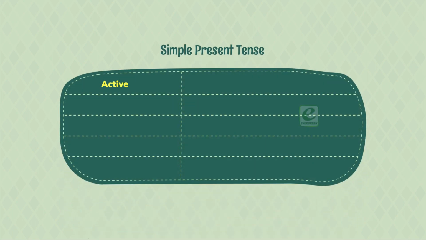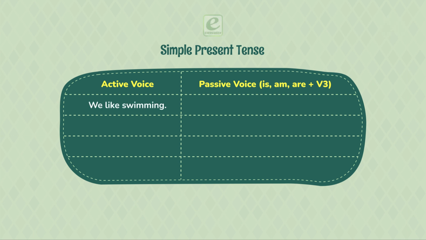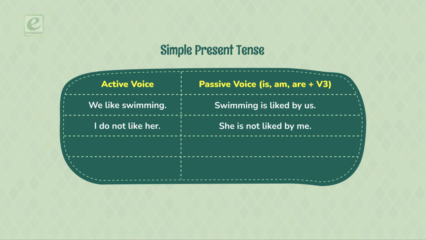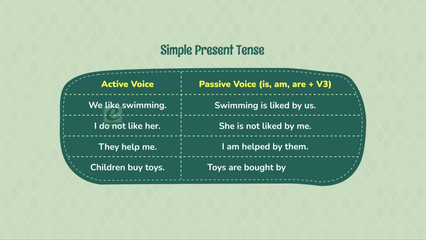Study the following sentences. Simple present tense. Active voice, passive voice: is, am, are plus third form of verb. We like swimming. Swimming is liked by us. I do not like her. She is not liked by me. They help me. I am helped by them. Children buy toys. Toys are bought by children.